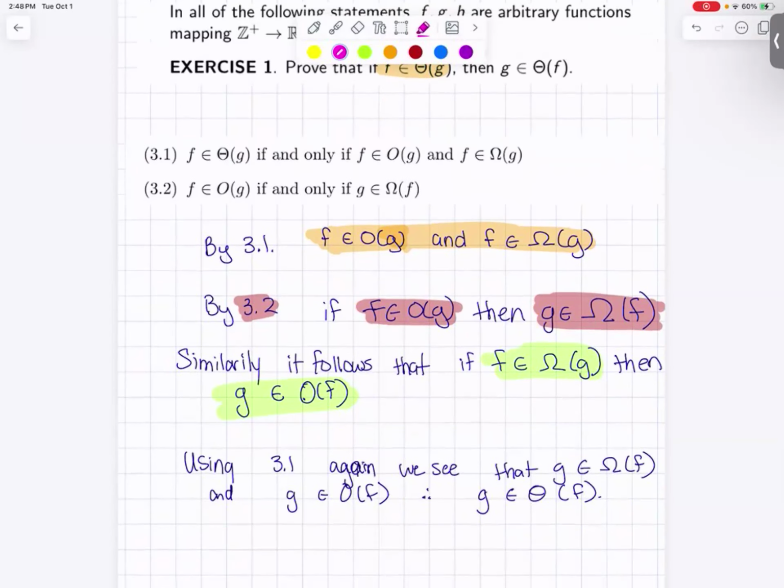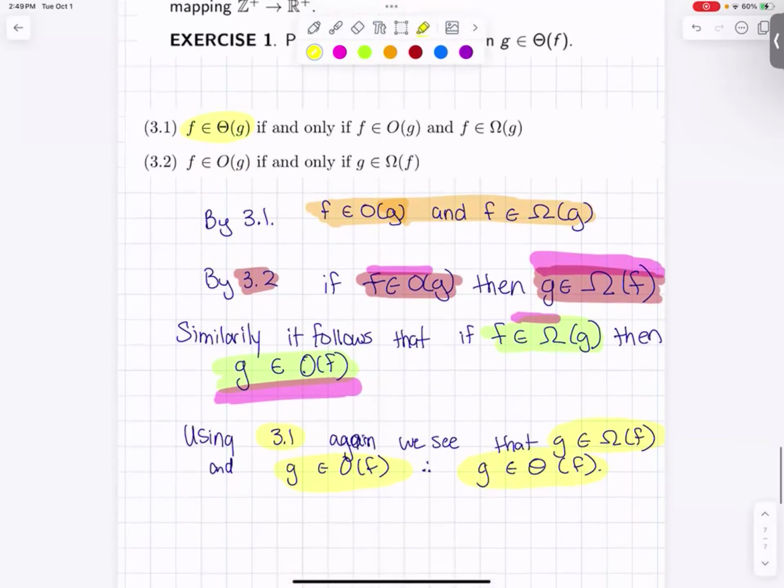What we've now done is establish how both of these two terms can come to be true. Using those two terms, since we know that's the case and that's the case, using 3.1 once more, we end up working backwards to f being in theta of g, so g being in theta of f. And we were able to prove it. It's not particularly difficult. It really is just basic logic. We're able to prove at an abstract level that this is a true statement.